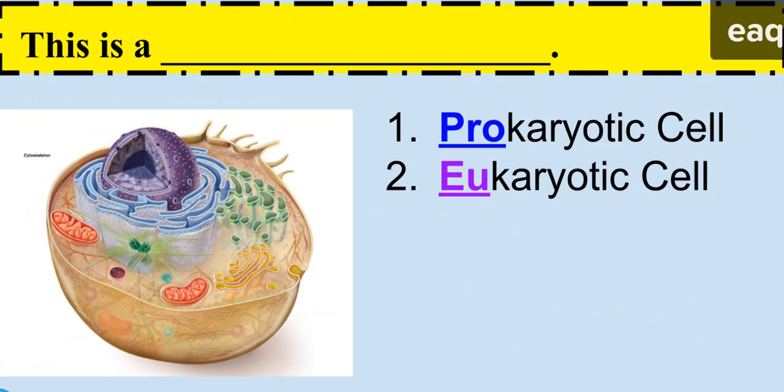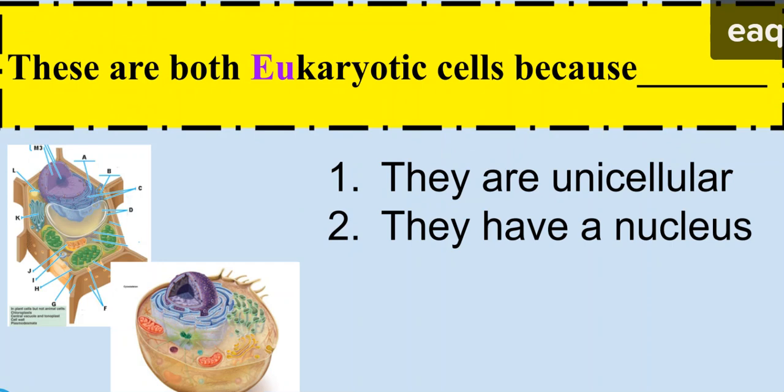Pro or U? You should have answered U again, because again, there is a nucleus. These are both eukaryotic cells because, why? They are unicellular or because they have a nucleus. If you've been following along, this should have been an easy answer. It's because they both have a nucleus.